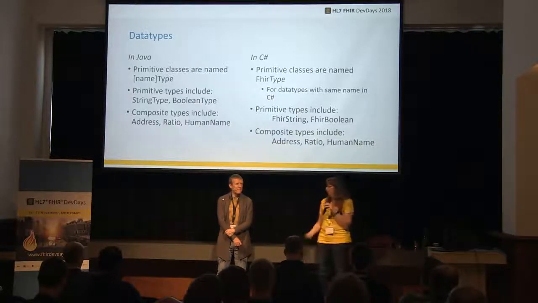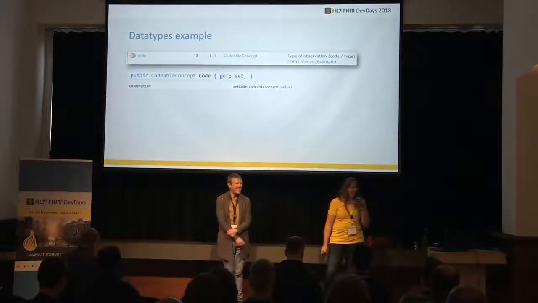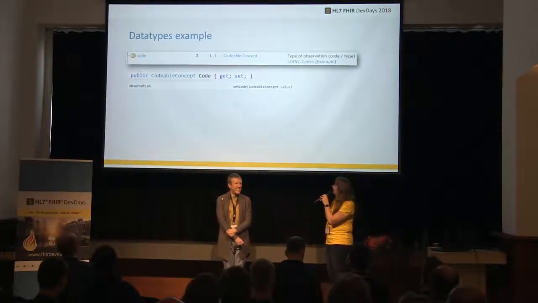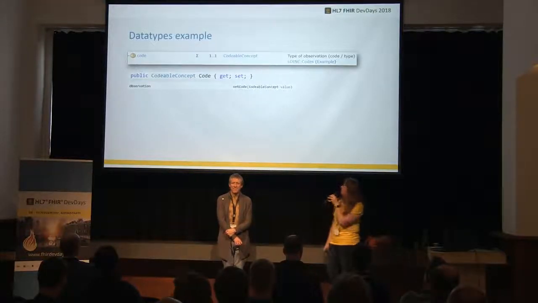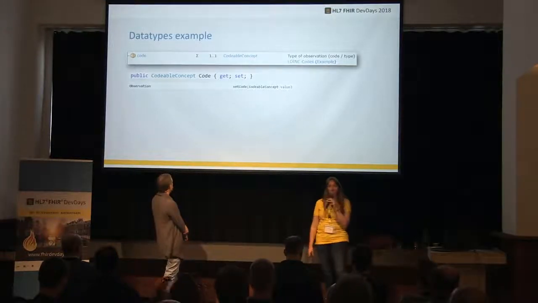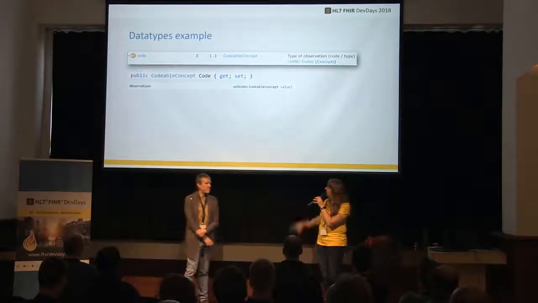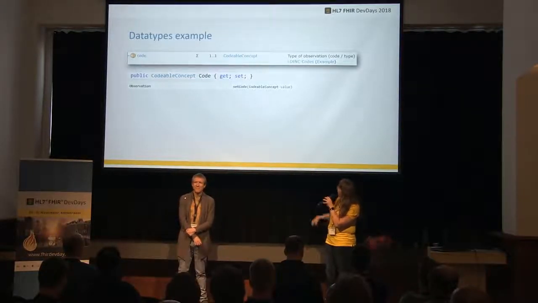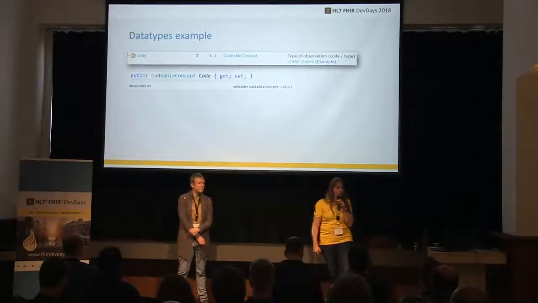Anything you want to add to that? I think that's it. Yeah, so here we have a data type example where we have a code within the Observation resource that's of type CodeableConcept. As you can see, the CodeableConcept is a class on its own. So we have this CodeableConcept part, and you can get it or set it. In Java, you have a setter and a getter as well, but it's not on my slide.